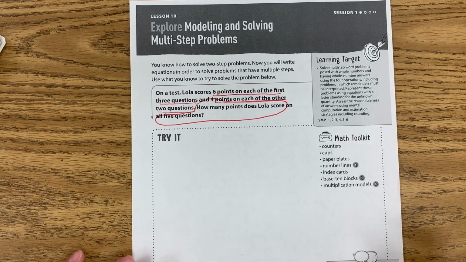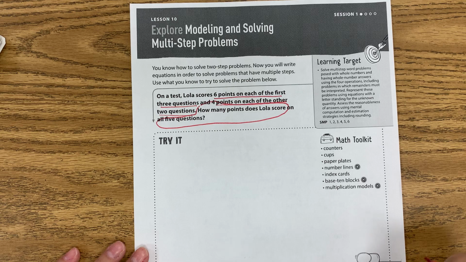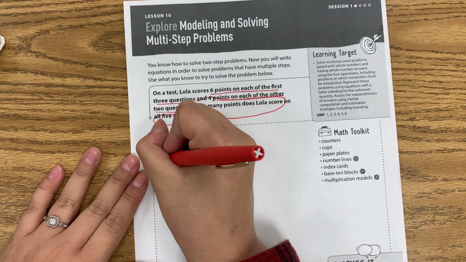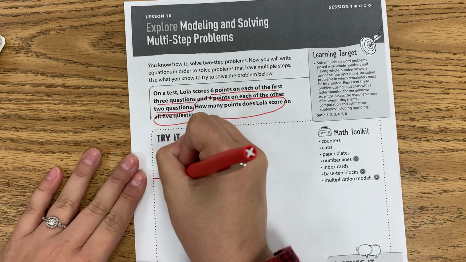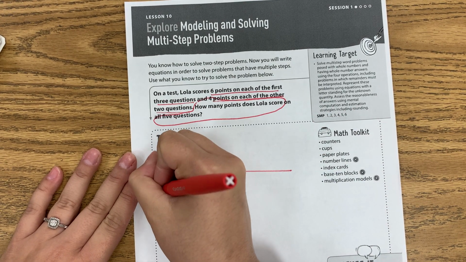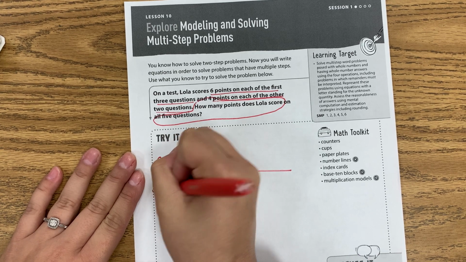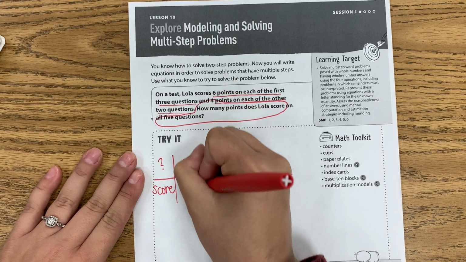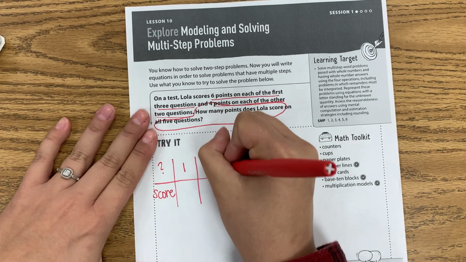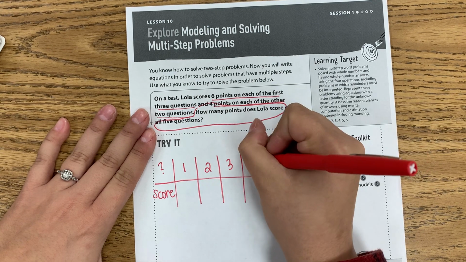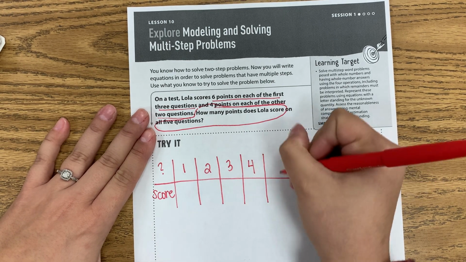For this one, I believe it is best to make a table, just so we can see how it all works together. We're going to have the question on the top, and then the score on the bottom. So question 1, question 2, question 3, question 4, and question 5.